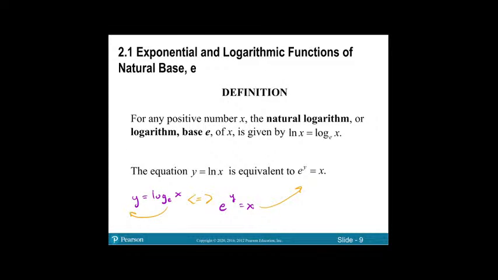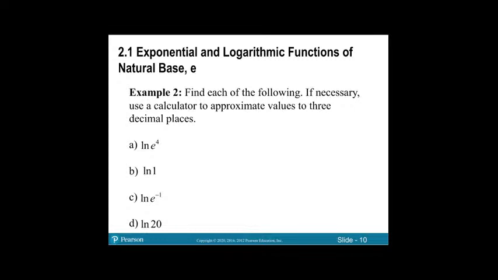So find each of the following. If necessary, use a calculator. Okay, so for the first one, the natural log of e to the 4, they essentially cancel each other out and the exponent comes down, so this one should just be 4. Okay. Natural log of 1, that's just going to be 0.